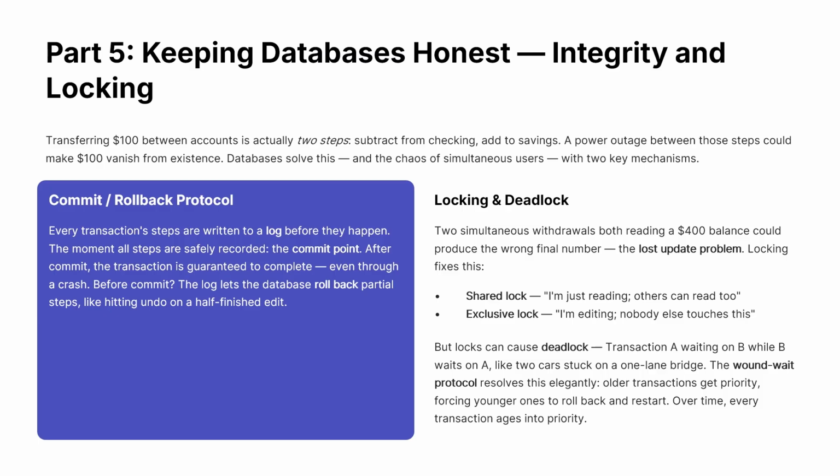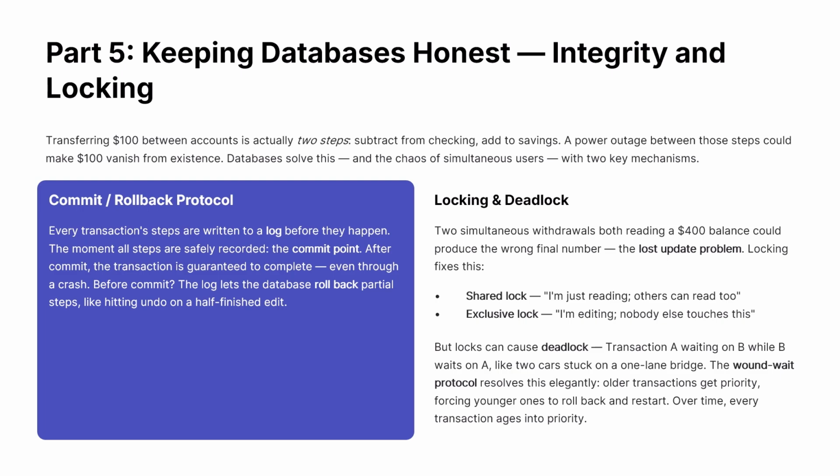Now here's a trickier problem. What if 2 transactions are happening at the same time on the same piece of data? Imagine your account has $400 and somehow 2 separate withdrawal requests. One for $100, one for $200. Both read the balance as $400 at almost the same moment. Each one calculates the new balance based on that original $400, and then both write their results. Depending on the timing, you could end up with the wrong final balance. This is called the lost update problem.